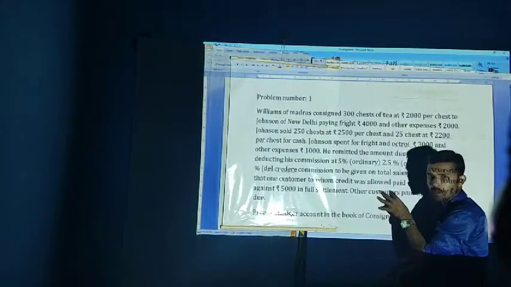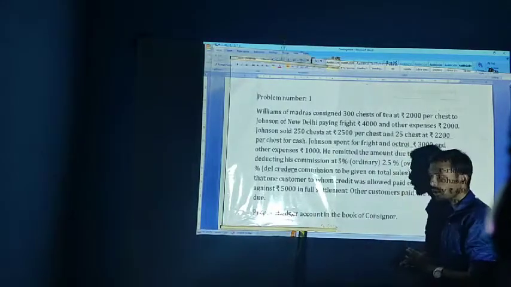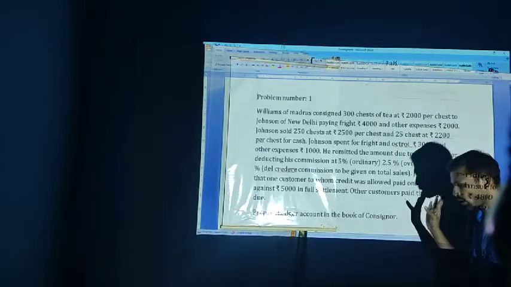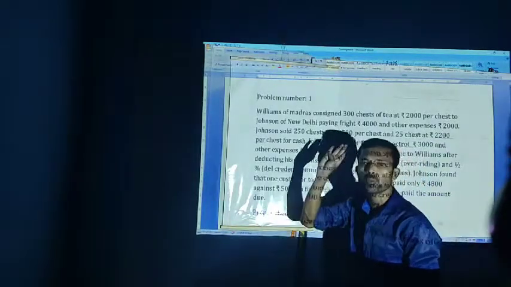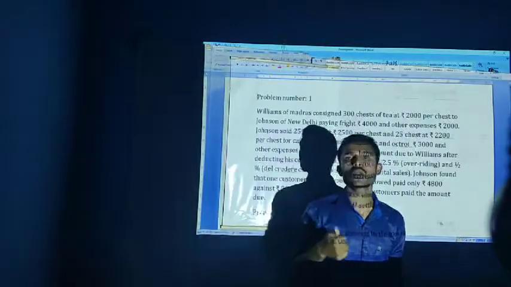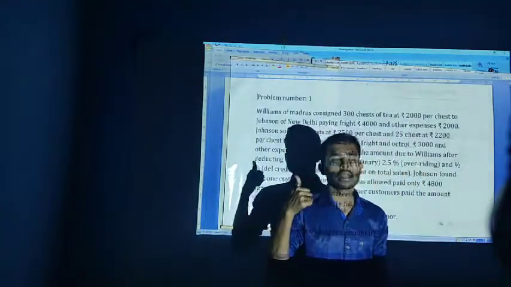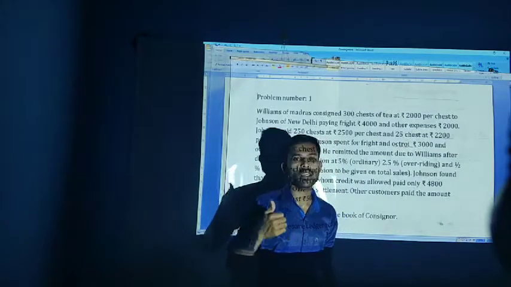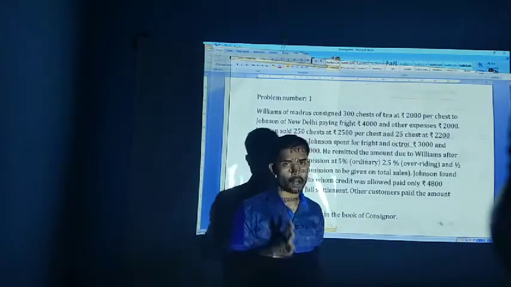In full settlement, the other customer paid the amount due. With this information, prepare the ledger accounts in the books of the consignor. So, what are the ledger accounts we have to prepare? Consignment account, goods sent on consignment, consignment stock account and consignee account, and if there is any abnormal loss, we are going to prepare the abnormal loss account.